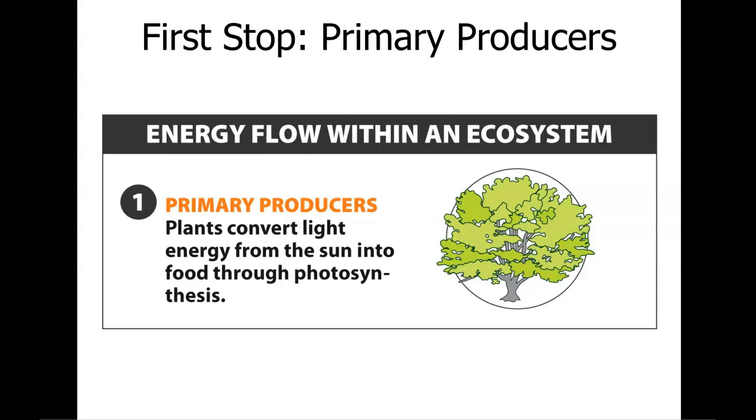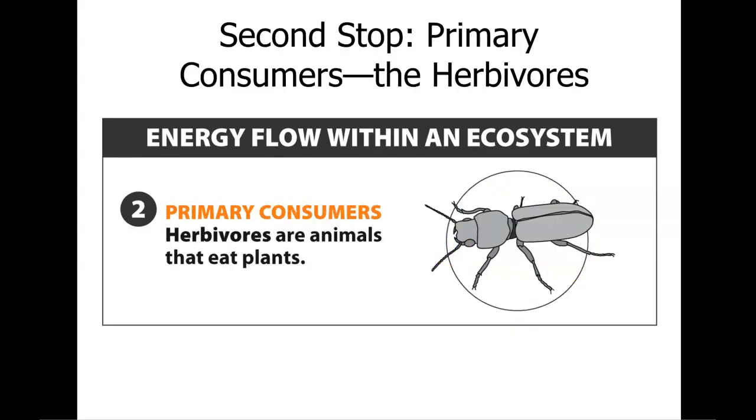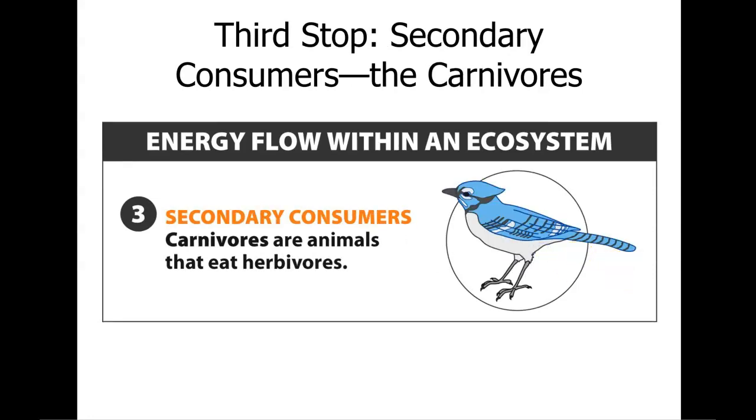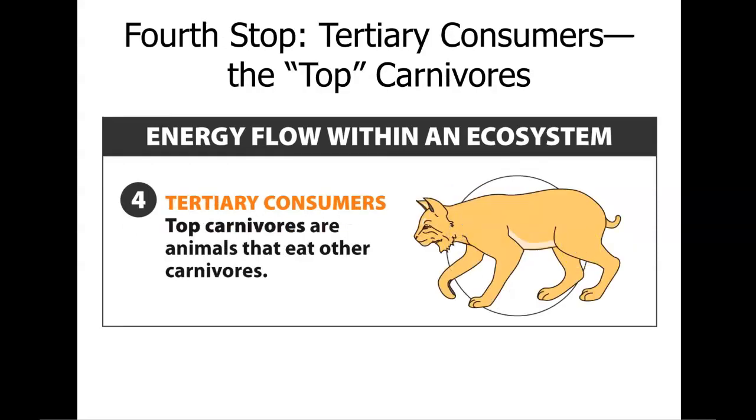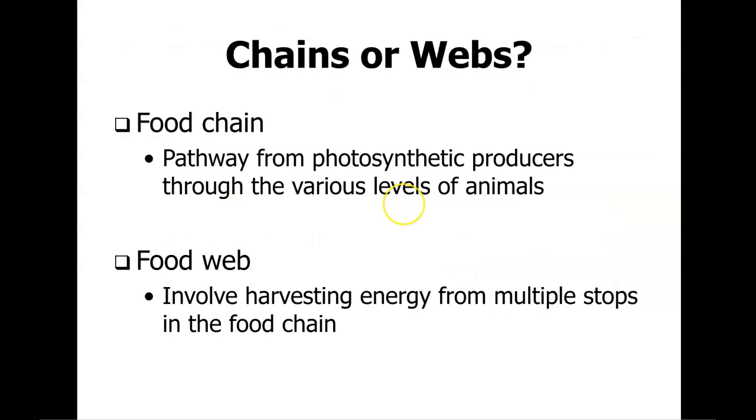So first up, we are going to talk about that primary producer again. So the plants, like we said, convert light energy from the sun into food through photosynthesis. Then we have that primary consumer, which is going to be the animal that eats the plants. These are called herbivores. And that secondary consumer is going to be an animal that eats the herbivore, and that's called a carnivore. And then you're going to have the tertiary consumer, which is the animal that eats the other carnivores, and that's called a top carnivore.